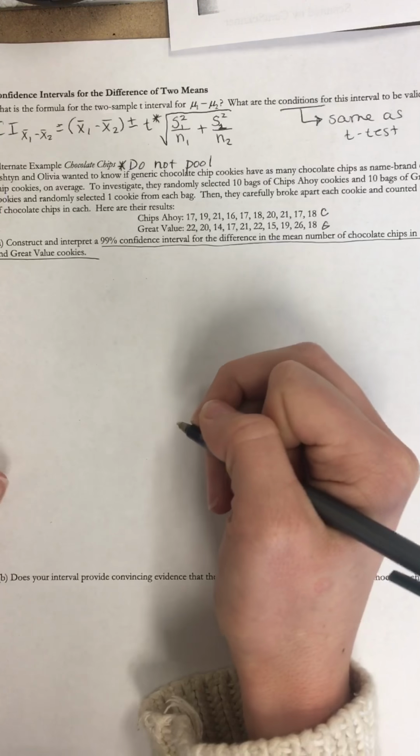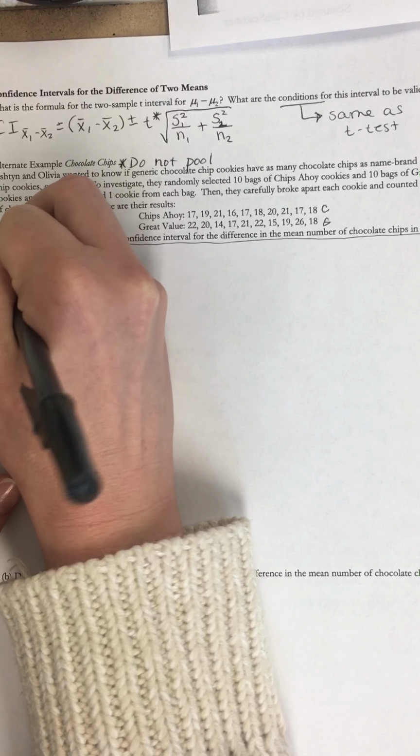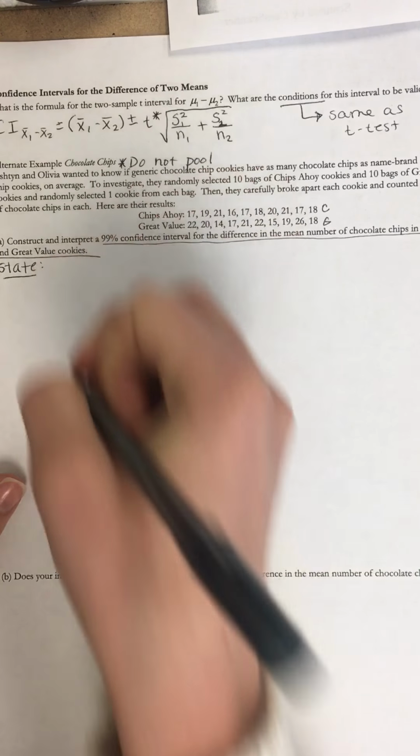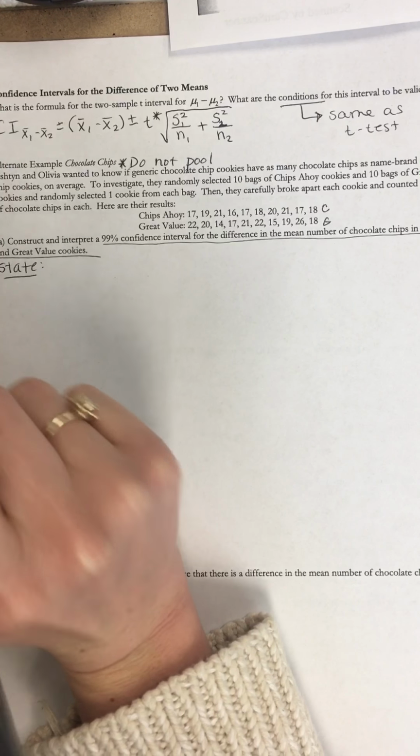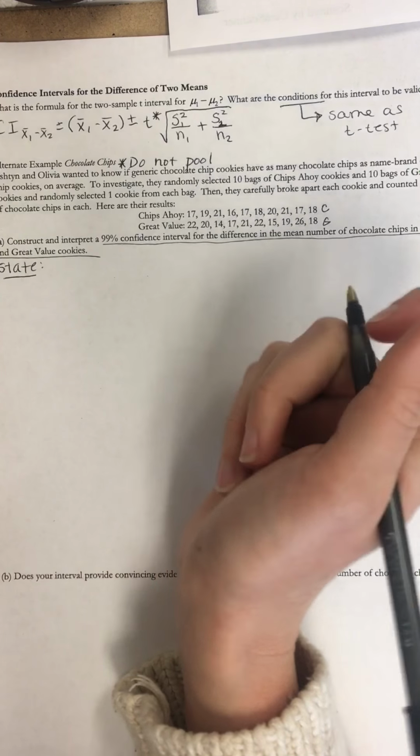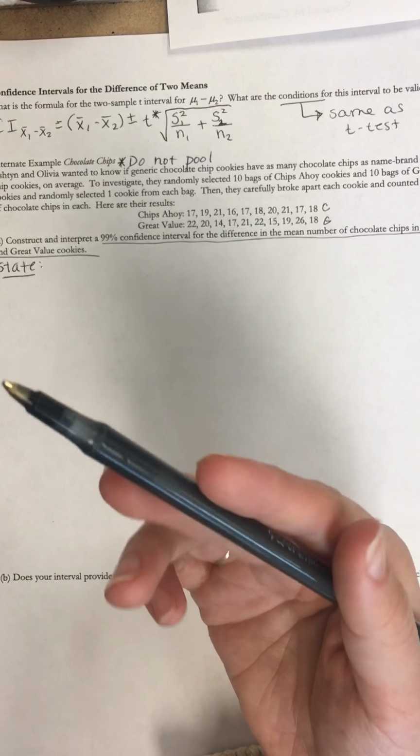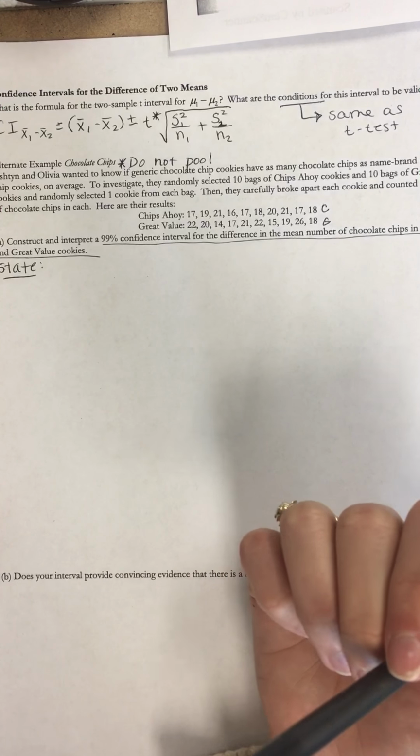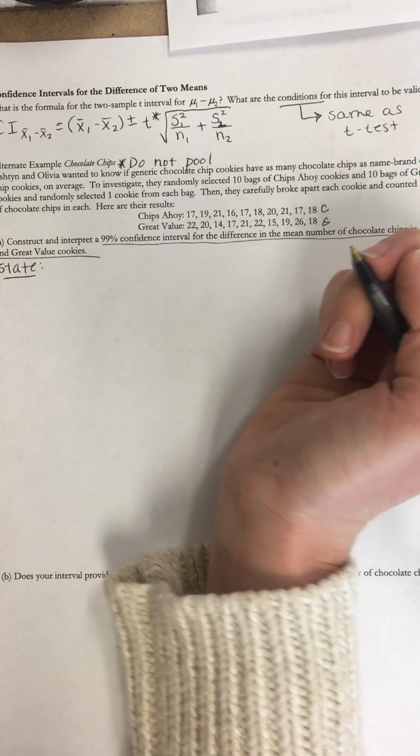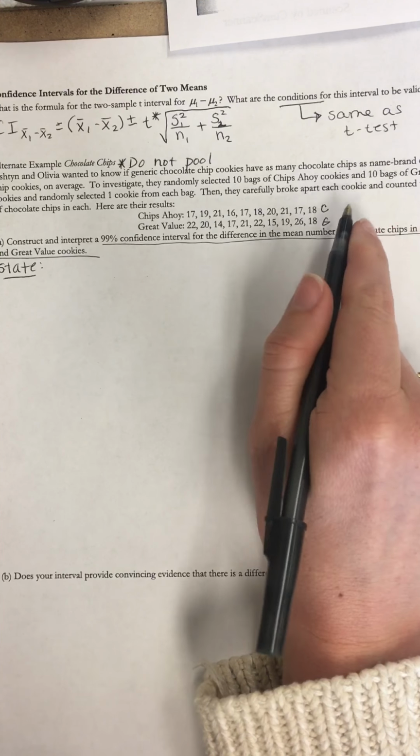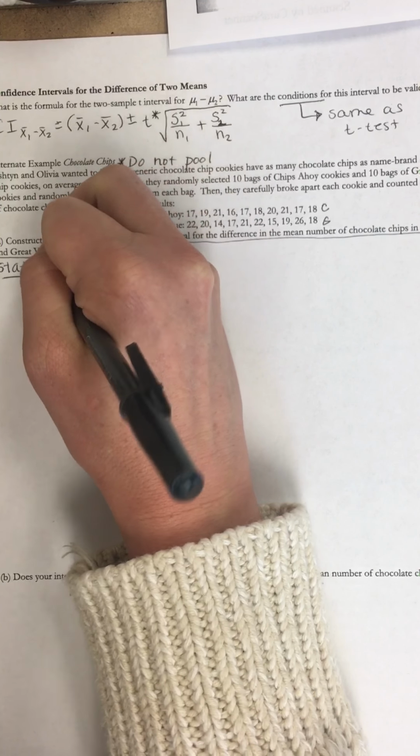And so our first step in our 4-step process, we'll do state. And what we want to do is estimate the true difference in the mean number of chocolate chips in the cookies between Chips Ahoy and Great Value with 99% confidence. So that's what we're going to say here. And then I'm going to call the population means mu C and mu G.